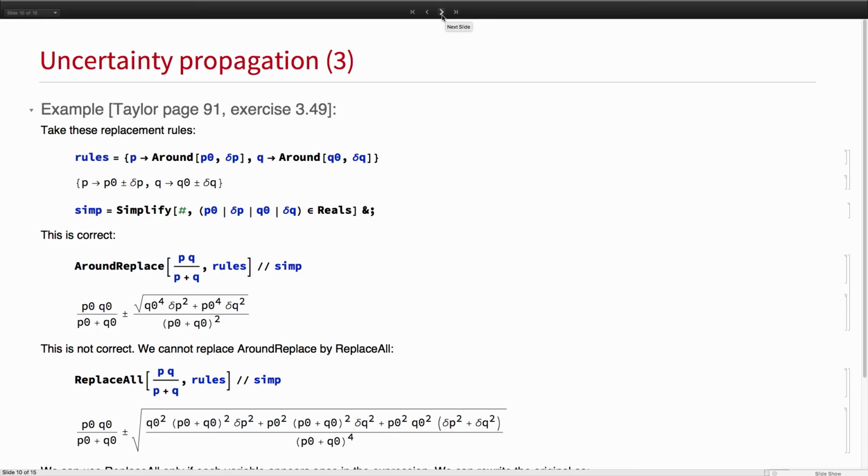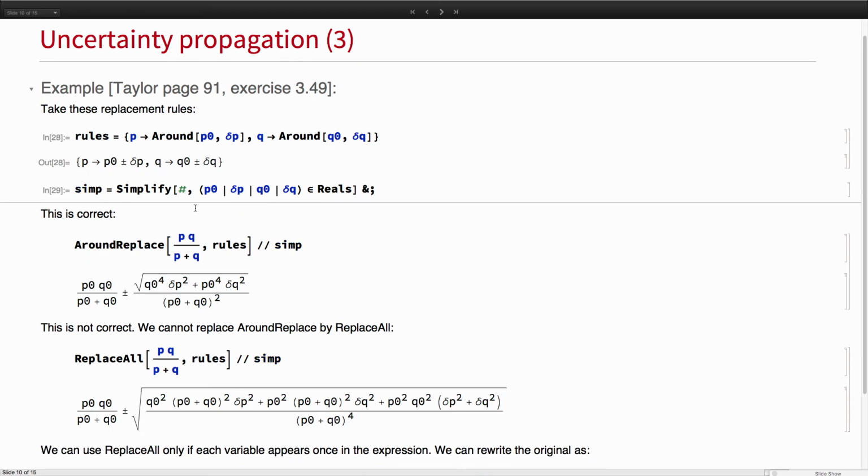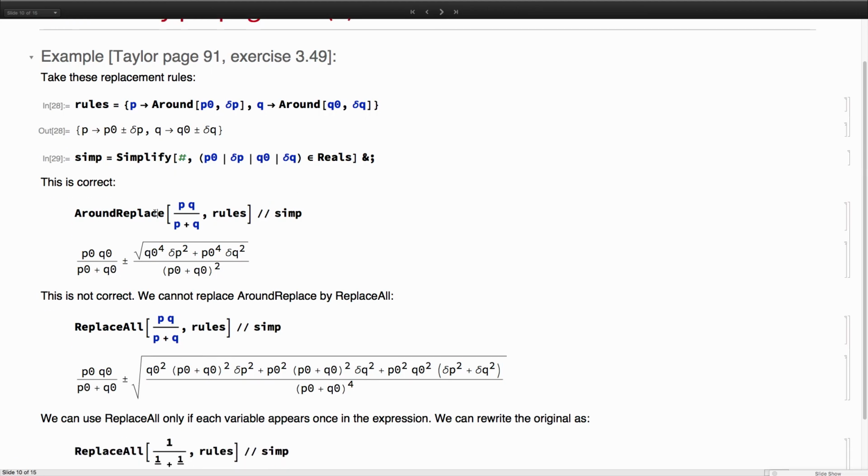And then another way of looking at correlation is like this, which is an example I took from another standard reference, which is Taylor's book. So imagine that we have these two rules of replacement. P is going to be an uncertain variable with best value P0 and delta P as uncertainty, same for Q. And I just have this simplification function saying, well, everything is real, very simple. So this is the correct result if we do the computation.